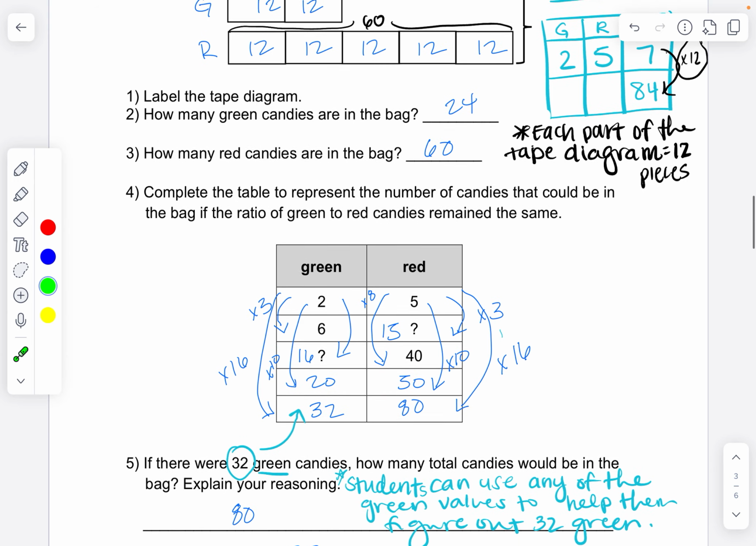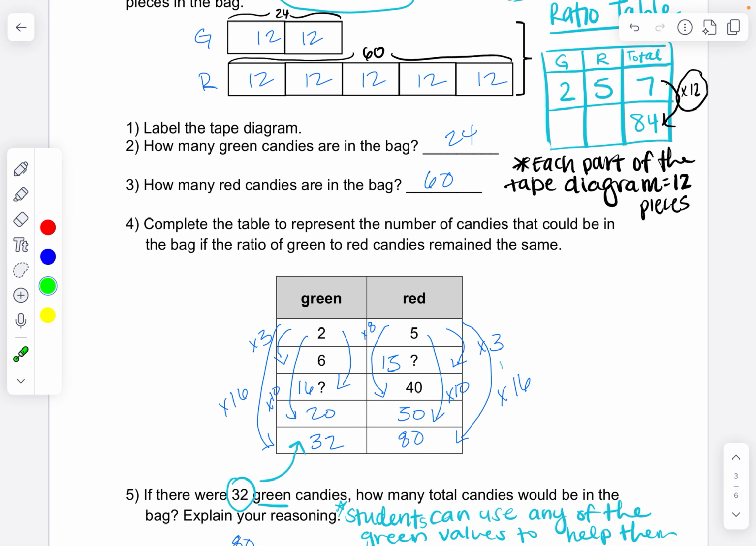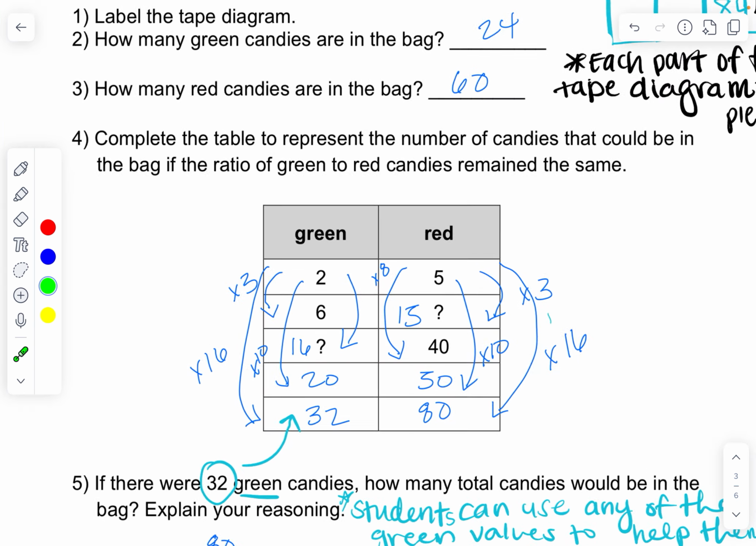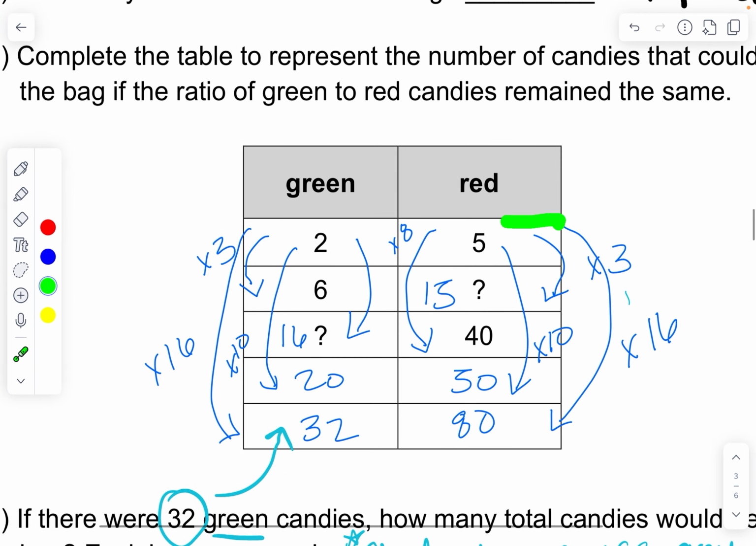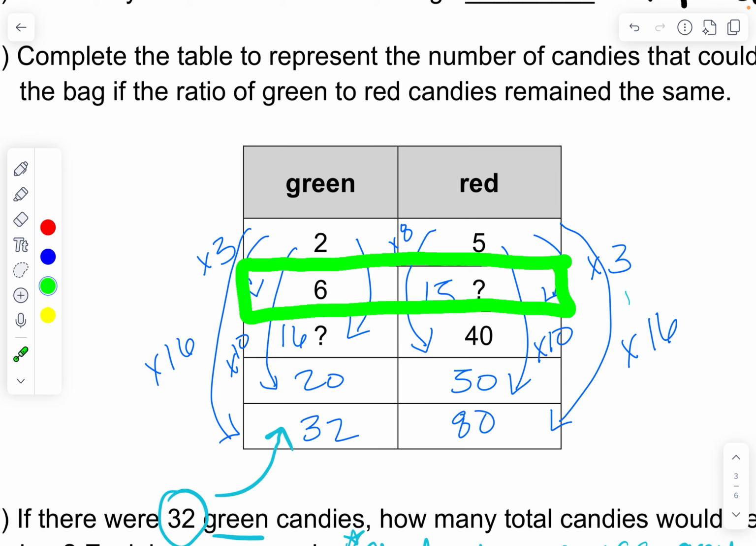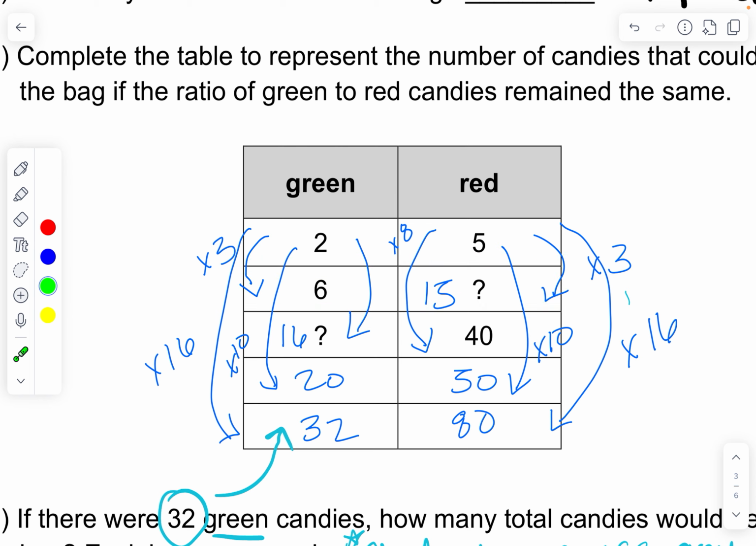Now, here it says, complete the table to represent the number of candies that could be in the bag if the ratio of green to red candies remains the same. And we have worked on this in previous lessons. We have our starting ratio 2 and 5, and we're just going to use that to help us solve. If we're finding the missing value of red for this particular question, then we need to use the information that we do know. We know that 2 times 3 gives me 6. Because I multiplied by 3 on the green side, I also need to multiply by 3 on the red side. And 5 times 3 gives me 15.